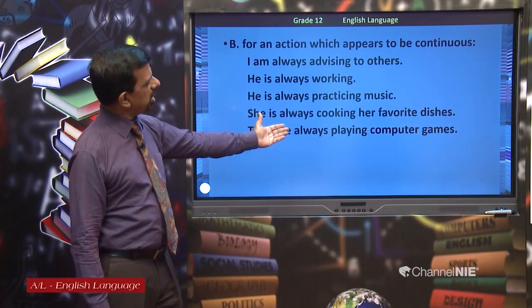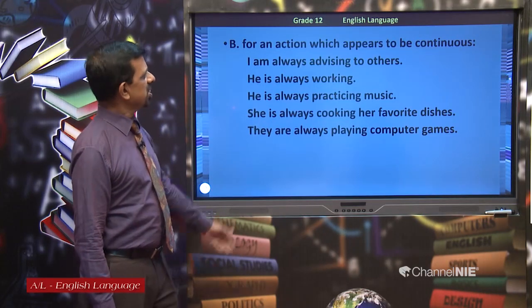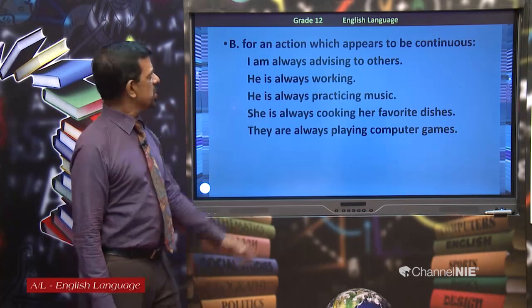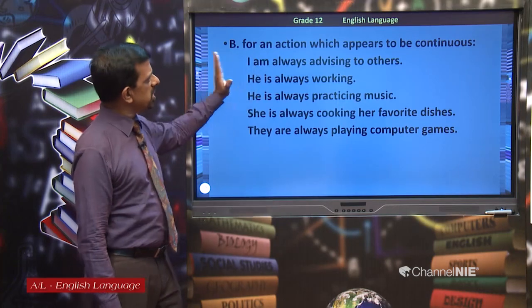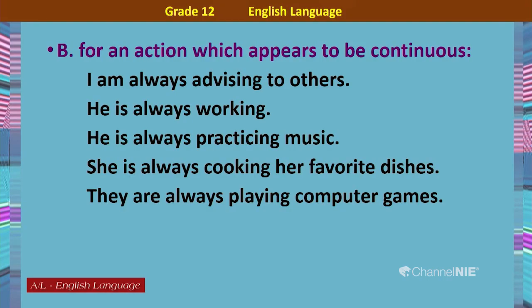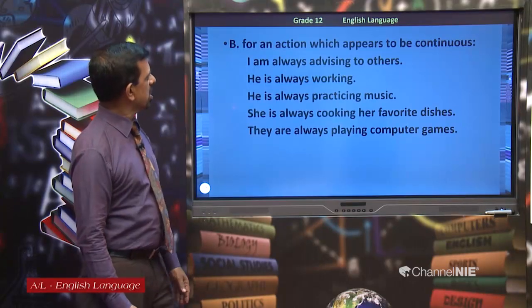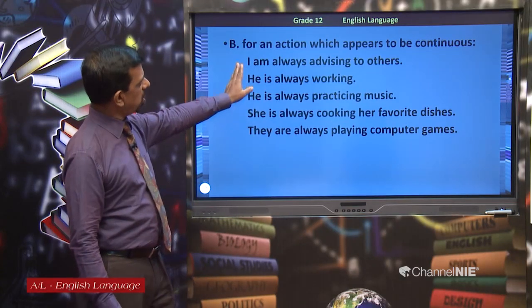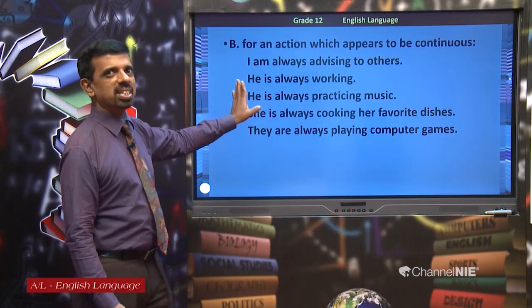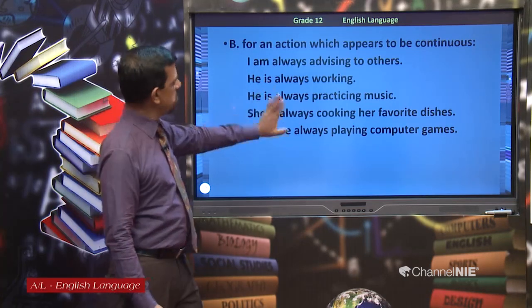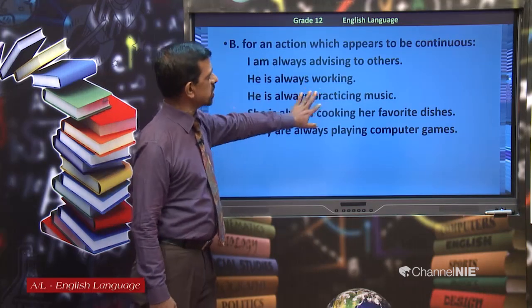She's always cooking her favorite dishes. They are always playing computer games. So again, for an action which appears to be continuous and other people are irritated by that, other people are not very happy about the action. So there we use again always to complain or give a tone of irritation, displeasure, using always and the present continuous form.